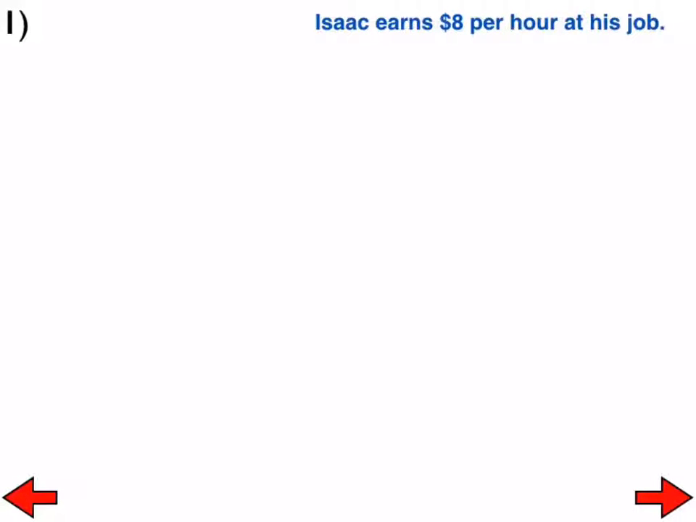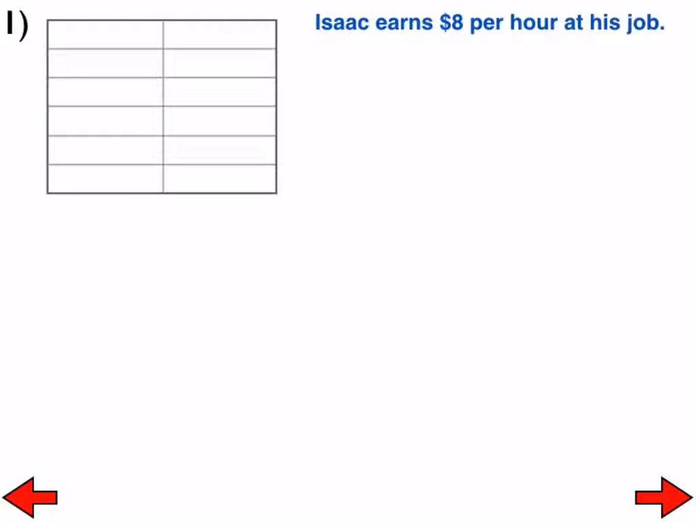So let's start at number 1. Isaac earns $8 per hour at his job. That's below minimum wage. It is probably a little higher than that, right? So we could set up a table, and let's go ahead and do that. So if Isaac earns $8 per hour at his job when he has worked 0 hours, of course he has earned 0 money. At 1 hour, that's $8.